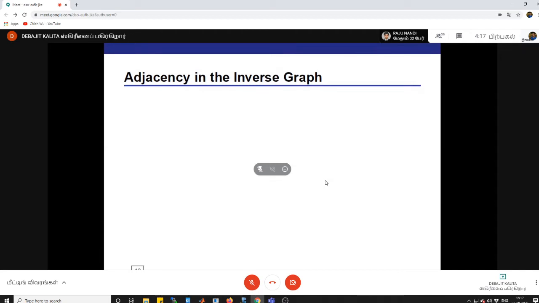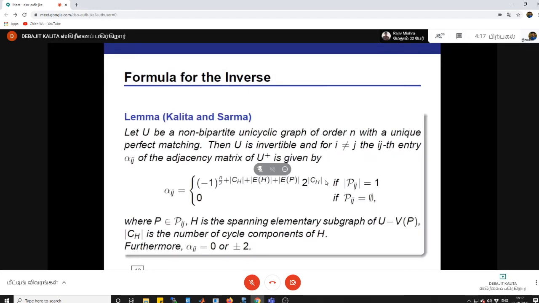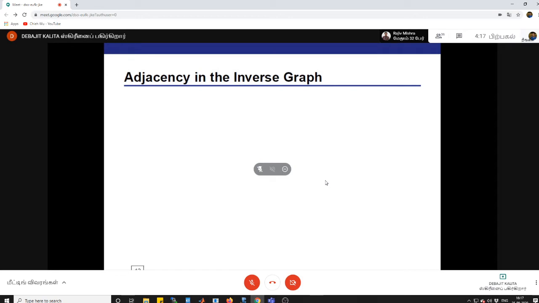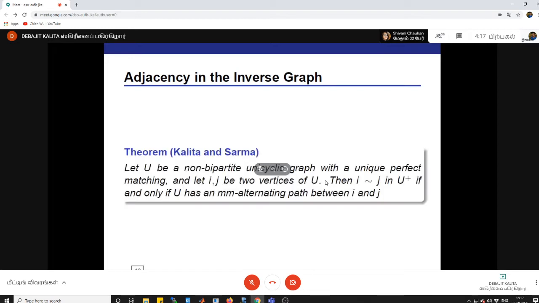As a consequence of that formula, we have a lemma: we can now say when two vertices are adjacent in the inverse graph. Two vertices i and j are adjacent in the inverse G plus of G if and only if between i and j you have an MM-alternating path.